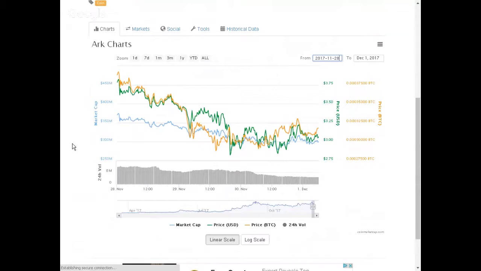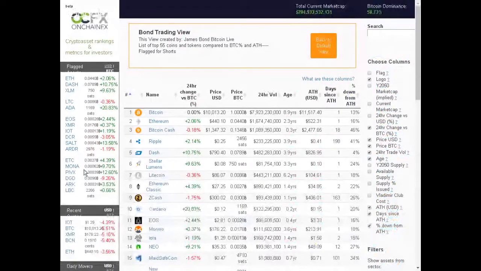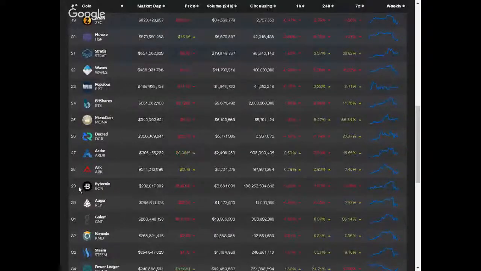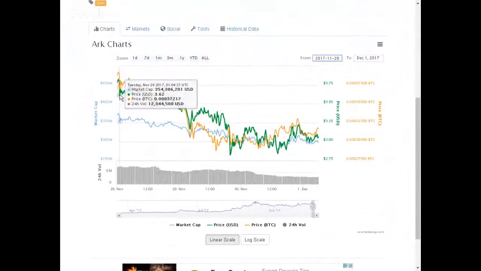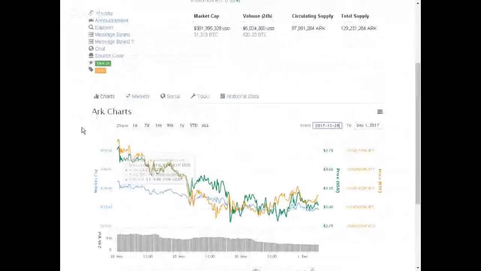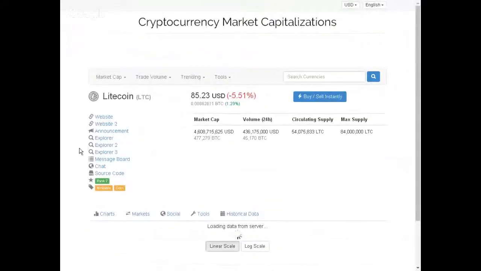But again, it's one of these coins. ARK. Where is ARK on my priority list here? ARK is on the bottom of my priority list. It would have been better if you bought your Bitcoins here, or you sold your ARK three days ago, than it is now. Let me check out Litecoin. Litecoin was on the top of my list. LTC. See how Litecoin's doing, although it's been down.